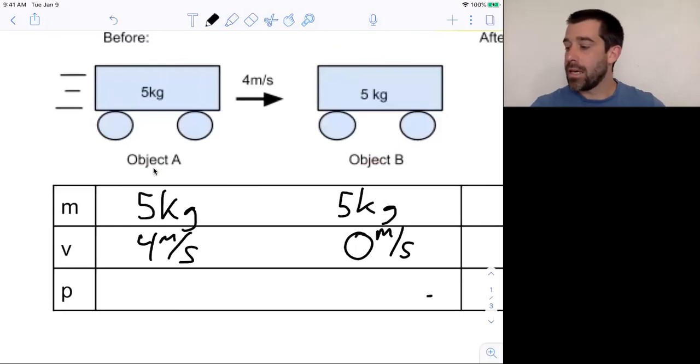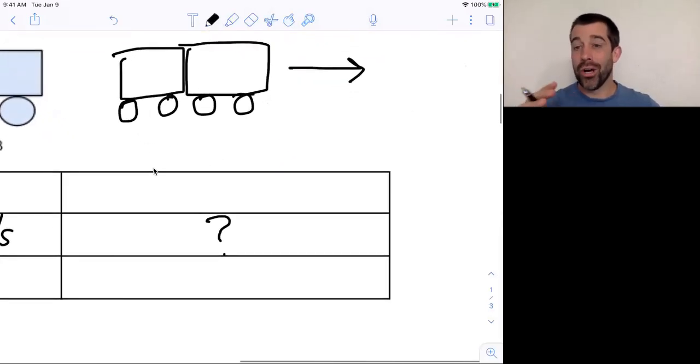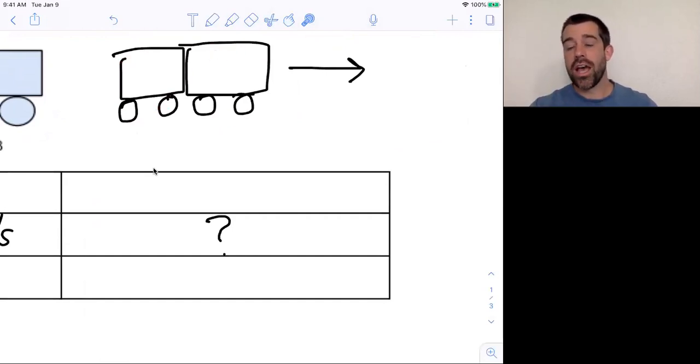All right, in the after picture, I don't know too much. What I do know is I know that object A and object B have masses of 5 kilograms each. I also know they're stuck together. And here's how I'm going to use that. And this is the trick I was talking about.